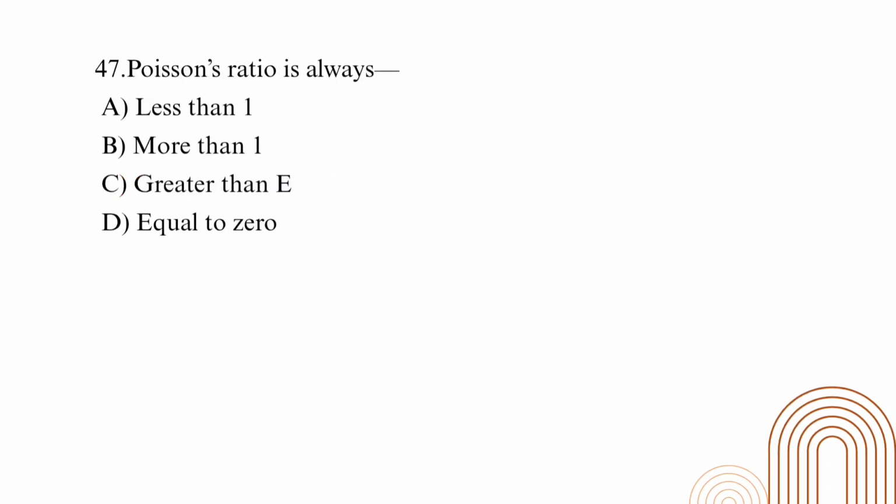Now the next is question number 47. Poisson's ratio is always, and options are A, less than 1, option B, more than 1, option C, greater than E, and option D, equal to 0. And the correct answer is it is always less than 1. Poisson's ratio is always less than 1.